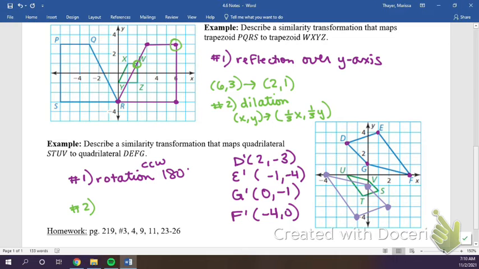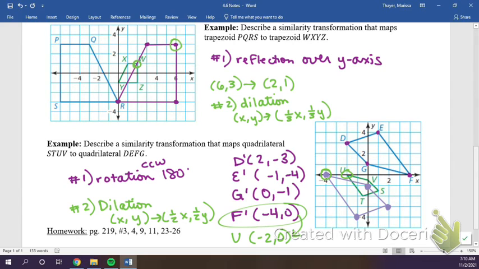Just take one point. So I'm going to focus on this point, which is (-4, 0). That point turns into my U, which is (-2, 0). How does it get from here to here? It's getting smaller. So it would be a dilation, and it's dividing by 2. So (x, y), and we'd have 1/2 x and 1/2 y.